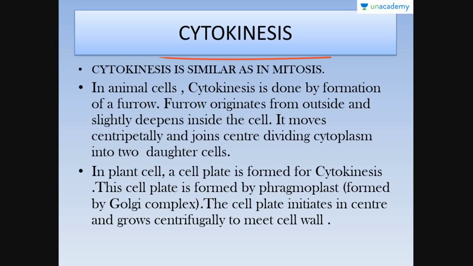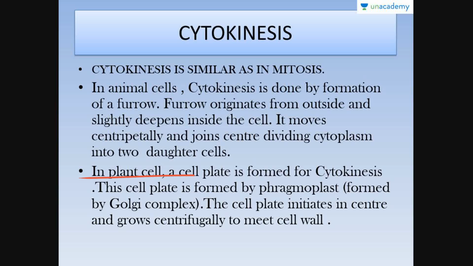Cytokinesis. Cytokinesis is division of cytoplasm. Cytokinesis is similar to that in mitosis. In case of animal cells, the furrow is formed from outside and it grows inside in a centripetal manner, splitting the single cell into two daughter cells. This time the daughter cells are haploid.